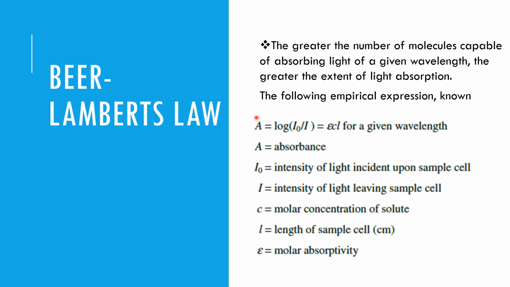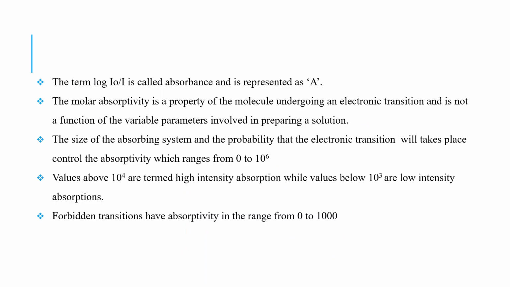A is the absorbance and I0 is the intensity of light incident upon the sample cell, I is the intensity of light leaving the sample cell, C is the molar concentration of solute, L is the length of the sample cell in centimeters, and epsilon is the molar absorptivity. So the term log I0 by I is called absorbance and is represented by A.